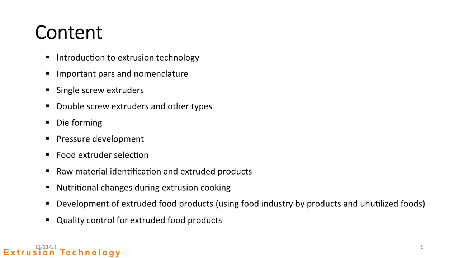And raw material identification and extruded food products. Nutritional changes during extrusion is very important again, how to secure the nutritional value, nutritional security, how to do that. And development of extruded food products, we are going to make some samples, and quality controlling. So these are the things we are going to discuss, and some new things I'm going to discuss with you this year.